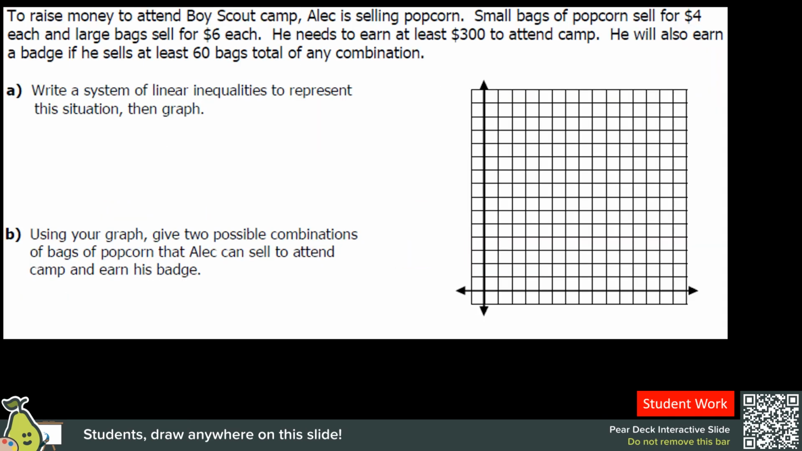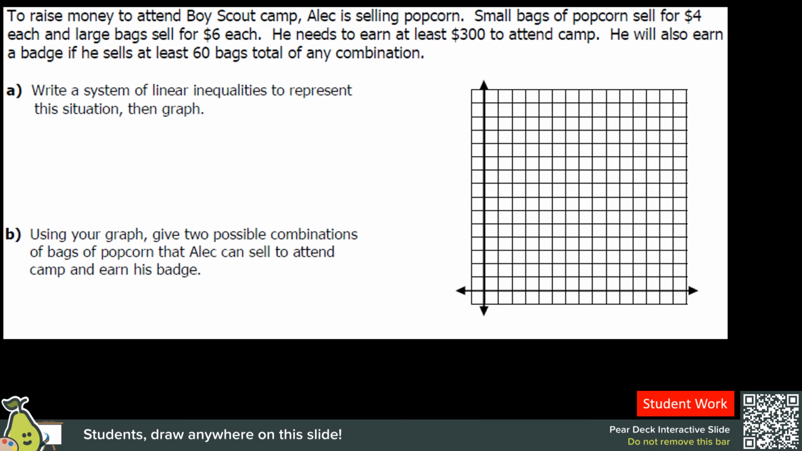So what I'd like for you guys to do here is answer this one where it says to raise money to attend a Boy Scout camp. Alex is selling popcorn. Small bags of popcorn sell for $4 each and large bags sell for $6 each. He needs to earn at least $300 to attend camp. He will also earn a badge if he sells 60 bags total of any combination. It says here, write a system of inequalities to represent this situation in the graph. So we have a lot of information.